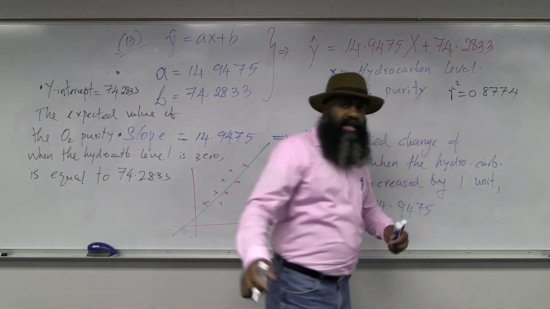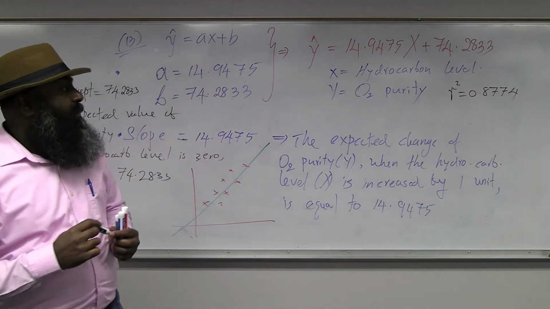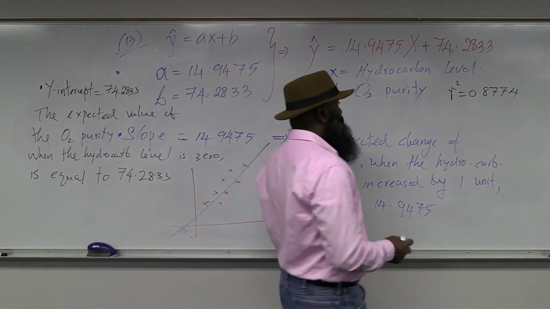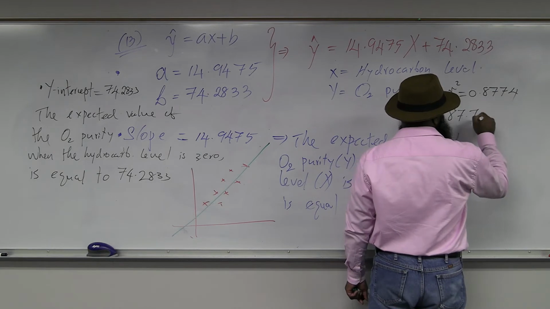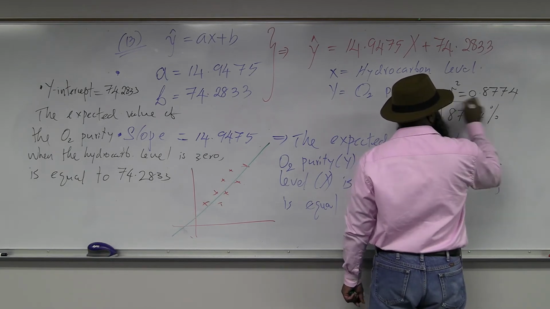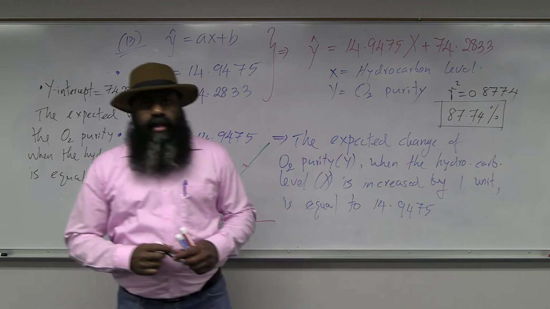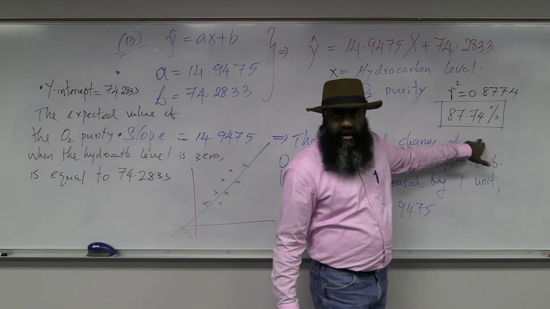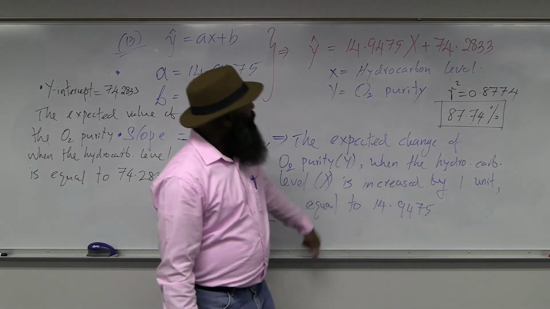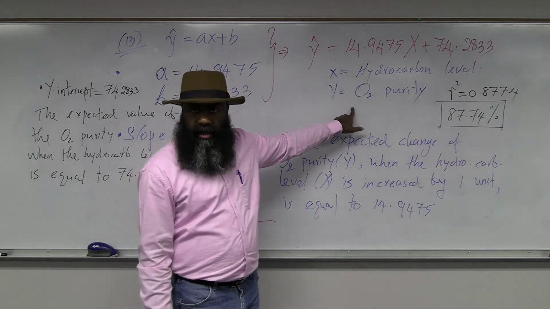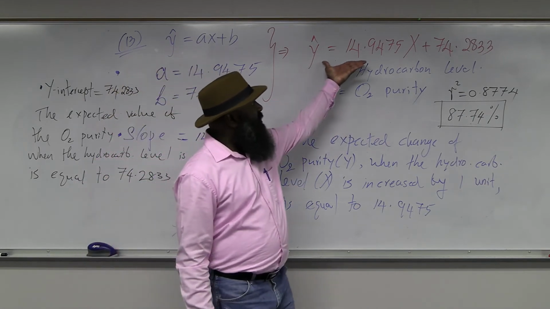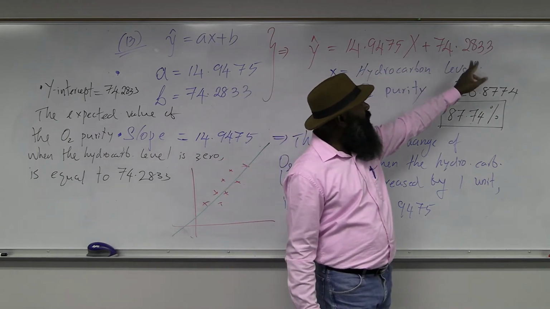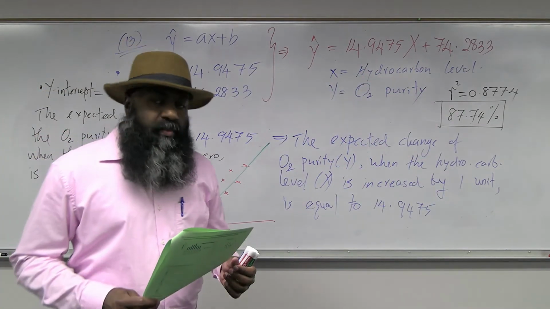Now this is not given as a percentage in your calculator's output, but you have to convert that into a percentage when you write the answers, okay? So this is equal to 87.74%. So we say 87.74% of the total variability between the hydrocarbon level and oxygen purity is explained by this straight line, y hat equals 14.9475x plus 74.2833.